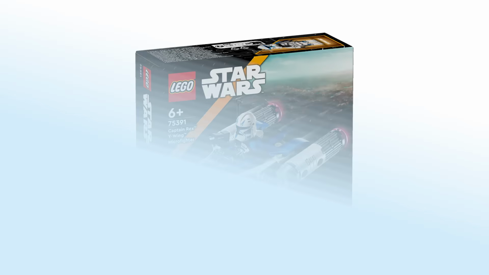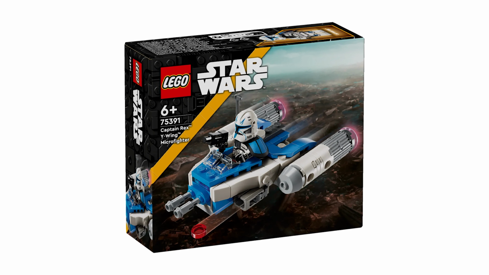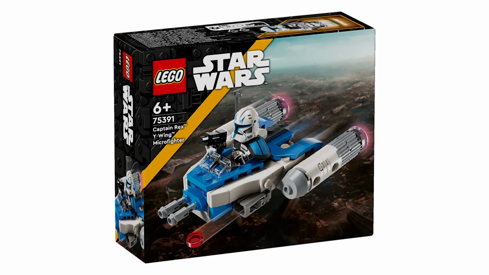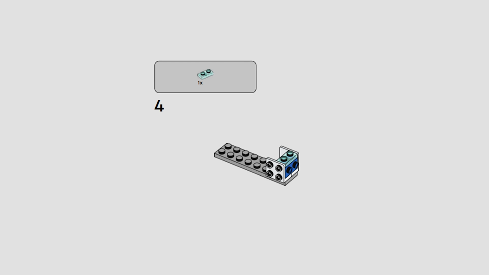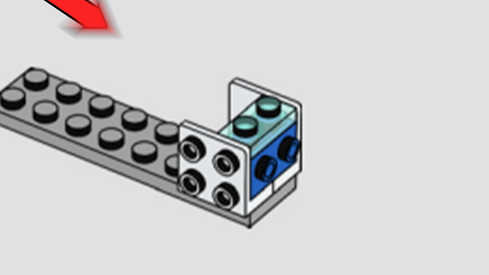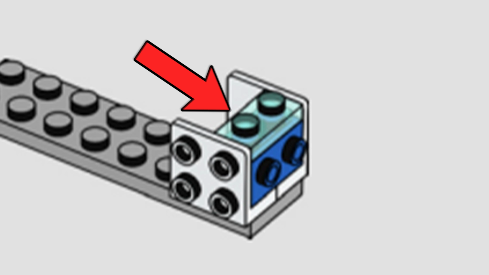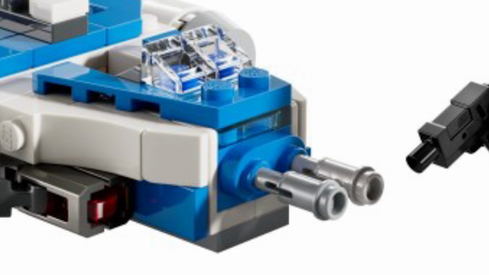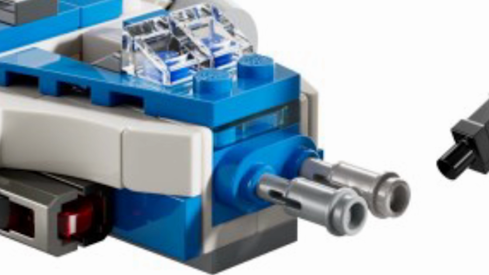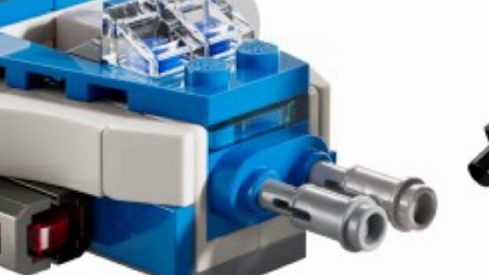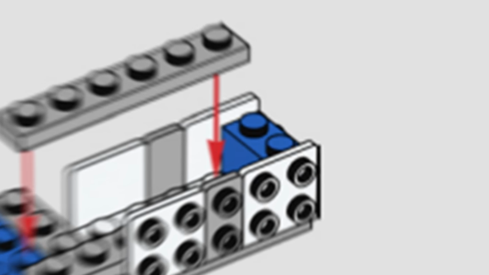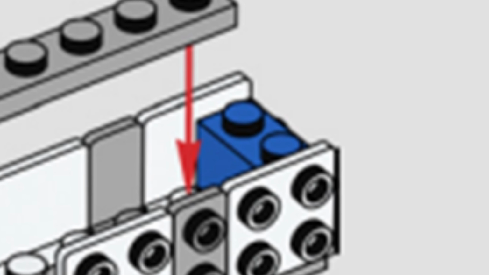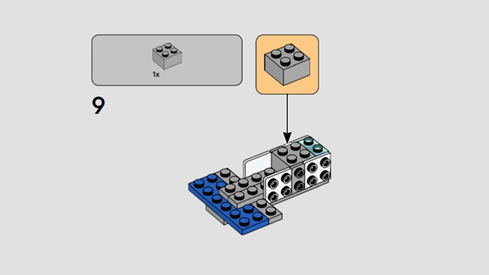In a similar vein, this submission from Ethan points out a small error in the Captain Rex Y-Wing microfighter. Very early on in the build on step 4, we'll need to place a single 1x2 transparent blue brick. You can even see it up front in the images of the finished build. For the next few pages, everything is normal, until at step 8, this piece randomly vanishes before reappearing just as suddenly on the next page.